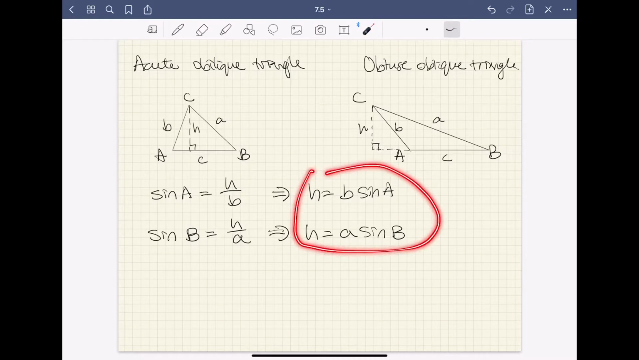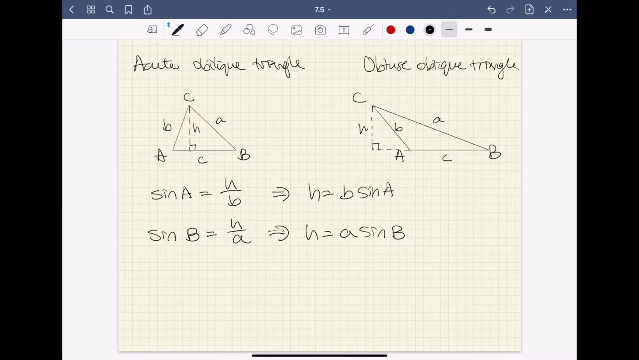Both h are the height for this triangle, so they must equal each other. So b sine A must equal a sine B. Now if we divide both sides by a and b, we get sine A over a is equal to sine B over b. And we can do the same for sine C as well, just drawing a different height.